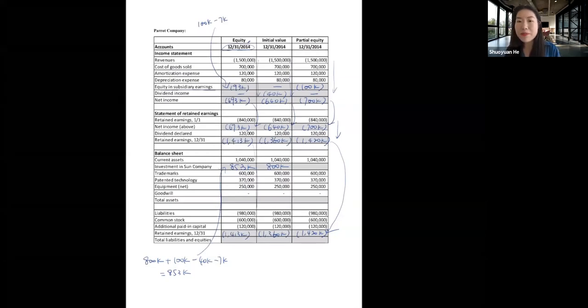And then the last one is the partial equity method. Under the partial equity method, the only difference between partial equity and equity is, again, that we don't need to take out amortization. So it is only 800,000, the initial investment, plus the first year income minus the first year dividend. So that's 860,000.